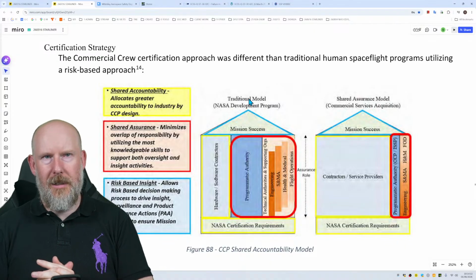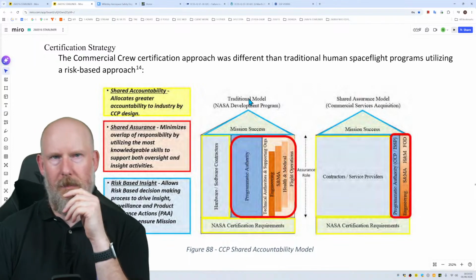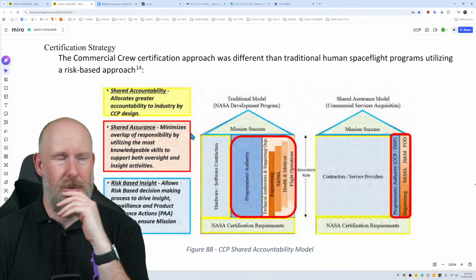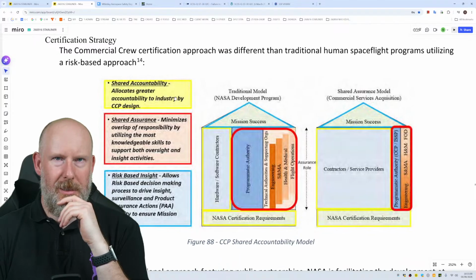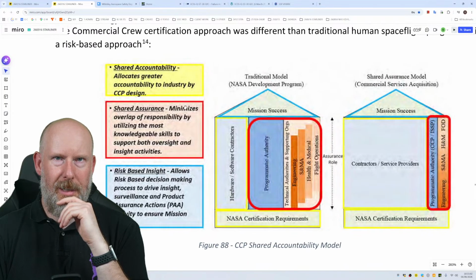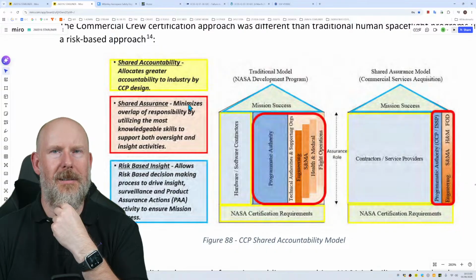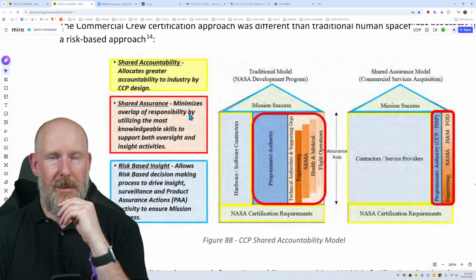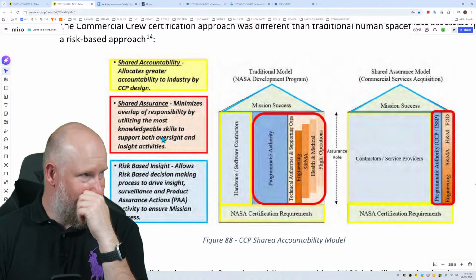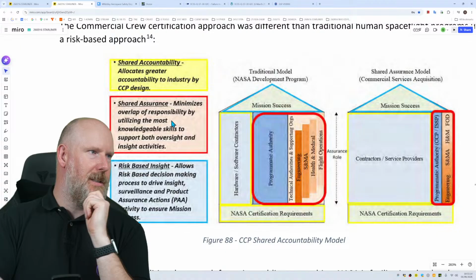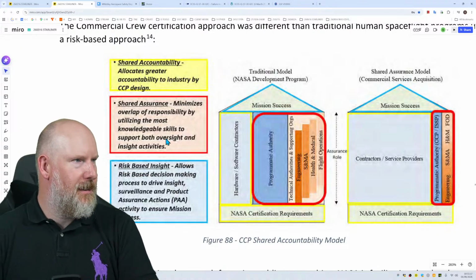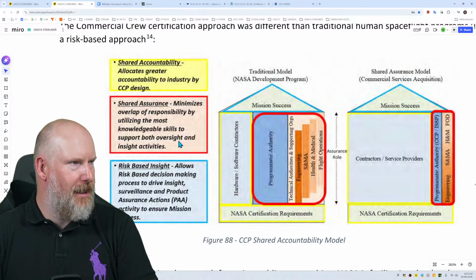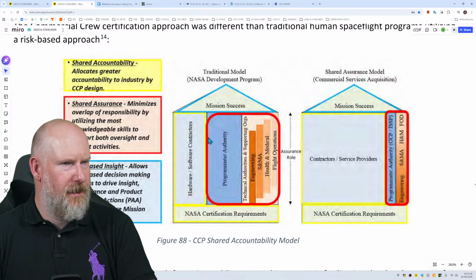So how was that change managed? How was that dealt with? What was the control structure for that change? So we've got shared accountability in yellow, allocates greater accountability to industry by CCP design. Shared assurance minimizes overlap of responsibilities by utilizing the most knowledgeable skills to support both oversight and insight activities. Risk-based insight allows decision-making process to drive insight, surveillance, and product assurance actions, activity to ensure mission success.